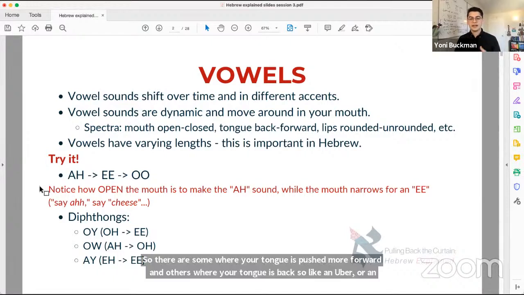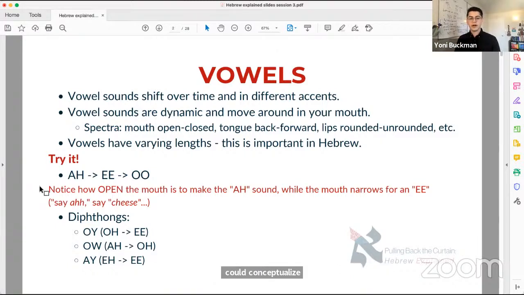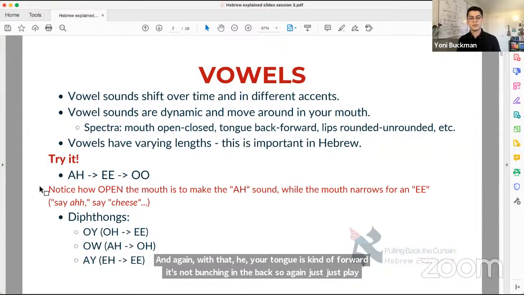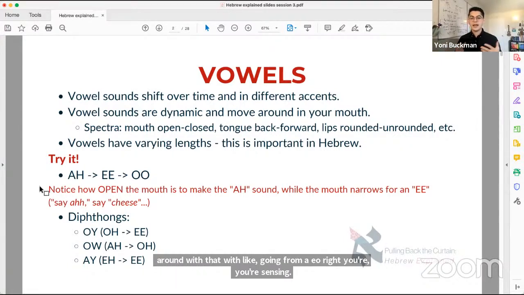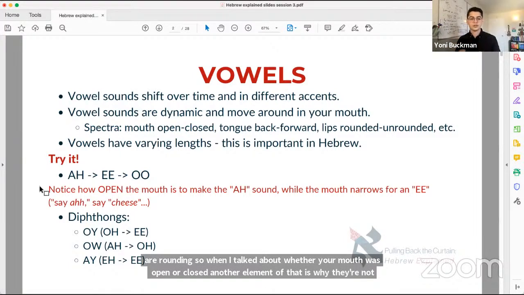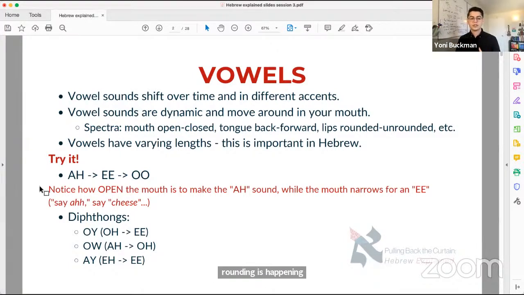And the other one that I wanted to highlight is lip rounding, right? So with an O, your lips are rounding. So when I talked about whether your mouth was open or closed, another element of that is whether or not rounding is happening. Now, something that we experience in English, but it doesn't really matter so much in English, but it matters very much in Hebrew, is vowel length. So the difference between a short and a long e. Again, a lot of people don't hear the difference of these things, but they're going to play a role in a minute and how vowels change throughout a sound. But that's just something to keep in mind.